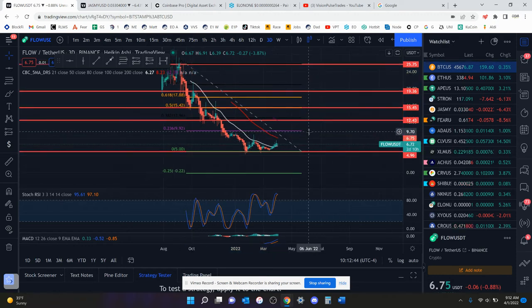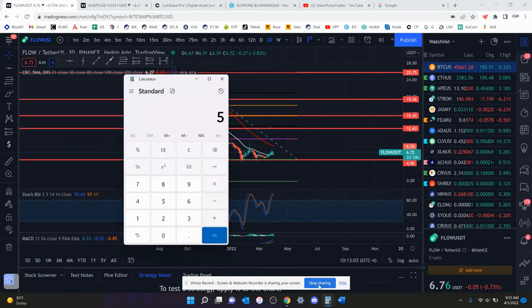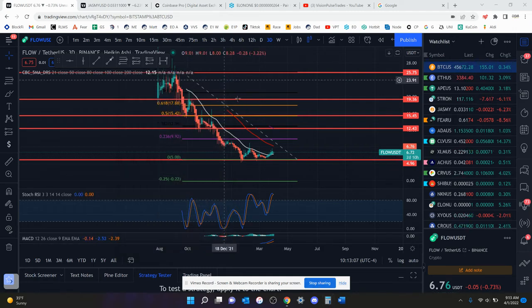With that being said, you got the 0.236 fib up here at $10 even. Then you have resistance up here at 12.40. So that is looking like a nice bottom. If you were to make a new low, I'll have to do the fibs the other way. It doesn't look like that's about to happen because you are up at $6.76, and from the bottom, that is a nice move of 25, 26%.